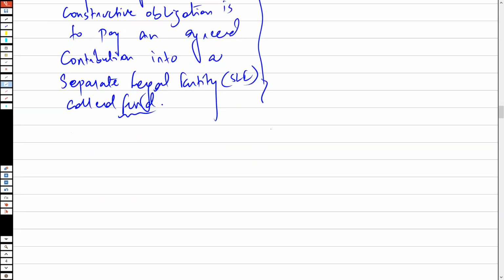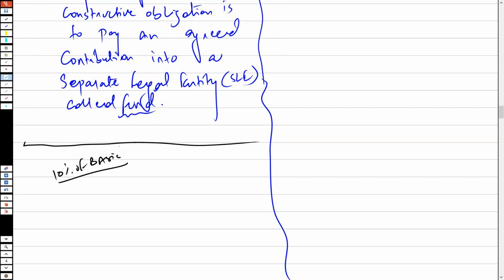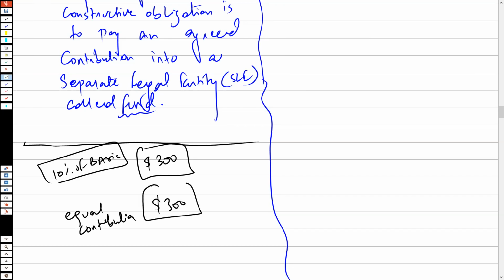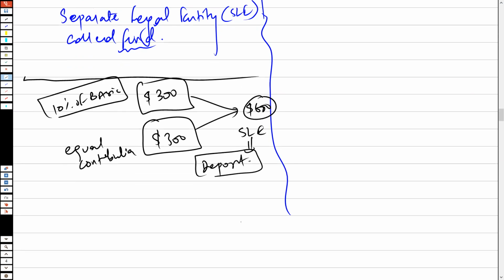For example, under the provident fund, generally some portion of salary, let's say 10% of basic salary, is deducted. Let's say that 10% turns out to be $300, the employer would give an equal contribution, so that means $600 would be kept in a separate legal entity. This separate legal entity would deposit the money here and there, and it goes on and on.